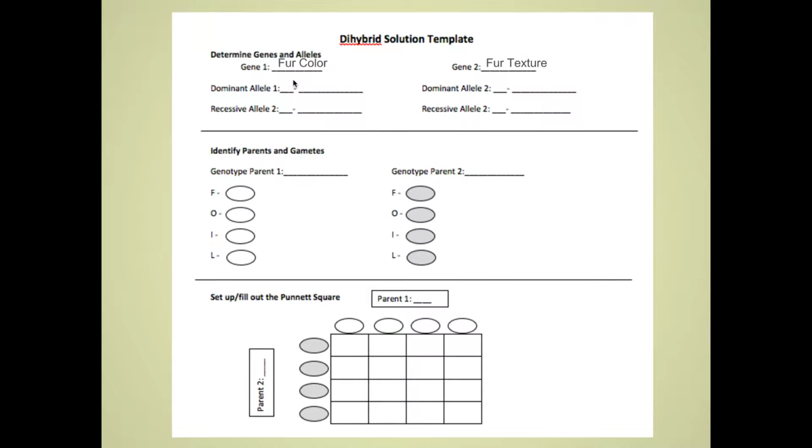So our first gene was for color, and our second gene was for texture. So for fur color, we had big B, little b. The dominant was black, and the recessive was white. And for fur texture, we had big R, little r, and dominant was rough, recessive was smooth. So for the first step, all you're going to do is fill out, well, what are the two genes that I'm talking about? And what are the alleles for those genes? That way you have them, they're just easier to reference.